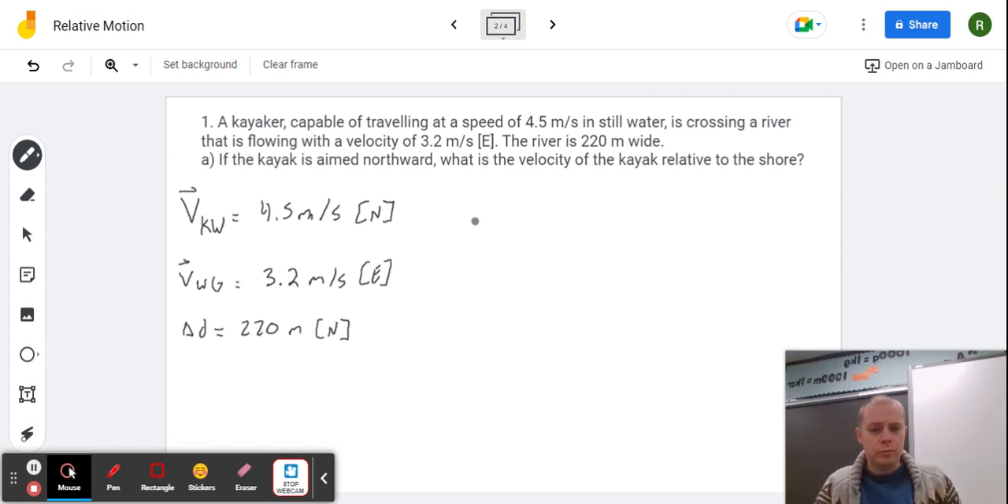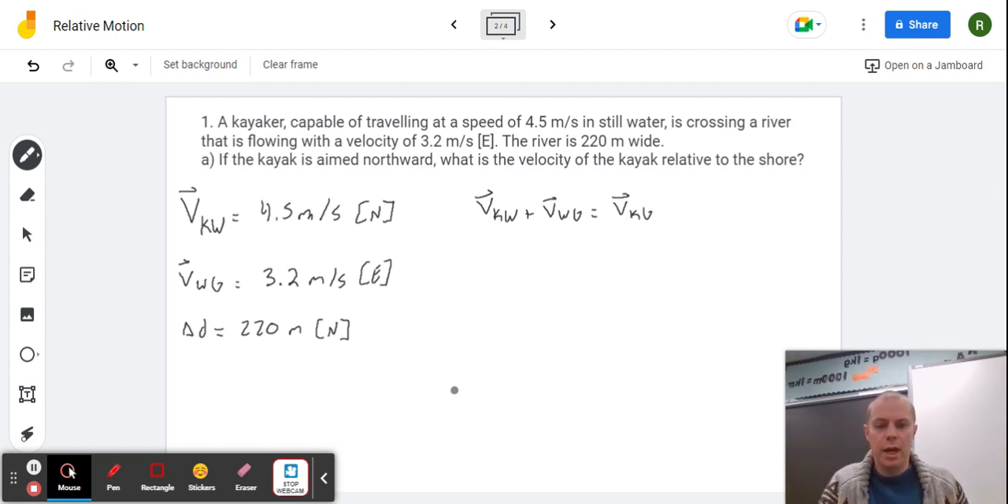So we always start these with a vector statement to see what we're looking for. We have the velocity of the kayak with respect to the water, and the velocity of the water with respect to the ground. If we add those together, we'll get the velocity of the kayak with respect to the ground. So we're adding two vectors together. This is north, this is east. So we're going to have to do vector addition here.